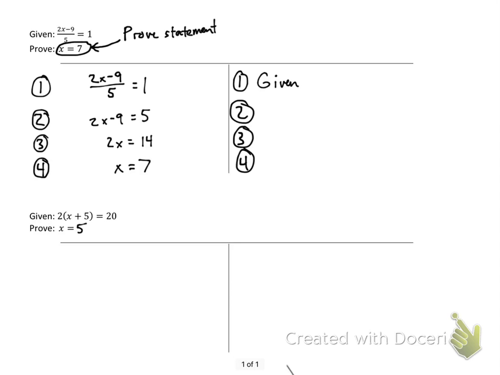So anyways, how did we go from the first line to the second line? We multiplied. So what are we going to justify this with? You got it. Multiplication property of equality. The next one, we went from 2x minus 9 equals 5 to 2x equals 14. We added. So, what should line 3 say? The addition property of equality.